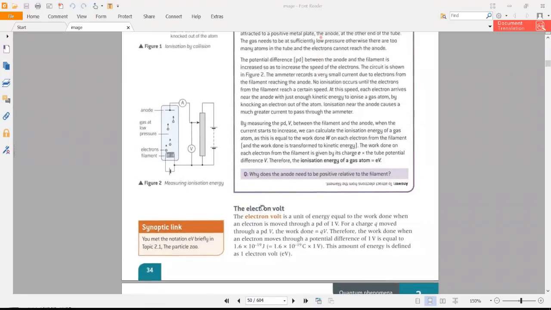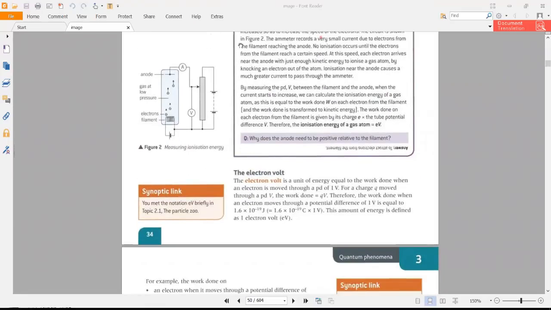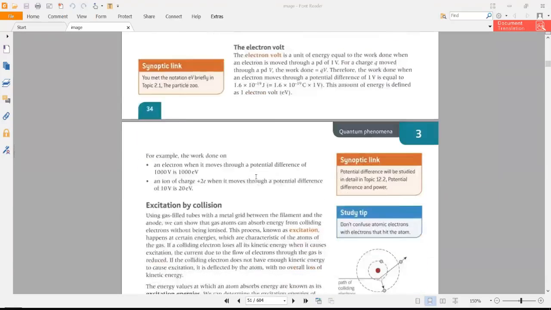Then there is the electron volt, and you should remember that the electron volt is the unit of energy, not voltage. Mostly students make mistakes here. Actually, most students think electron volt is a unit of volt, but it is the unit of energy. And 1 electron volt is equal to 1.6 times 10 to the power minus 19 joules. Got it?